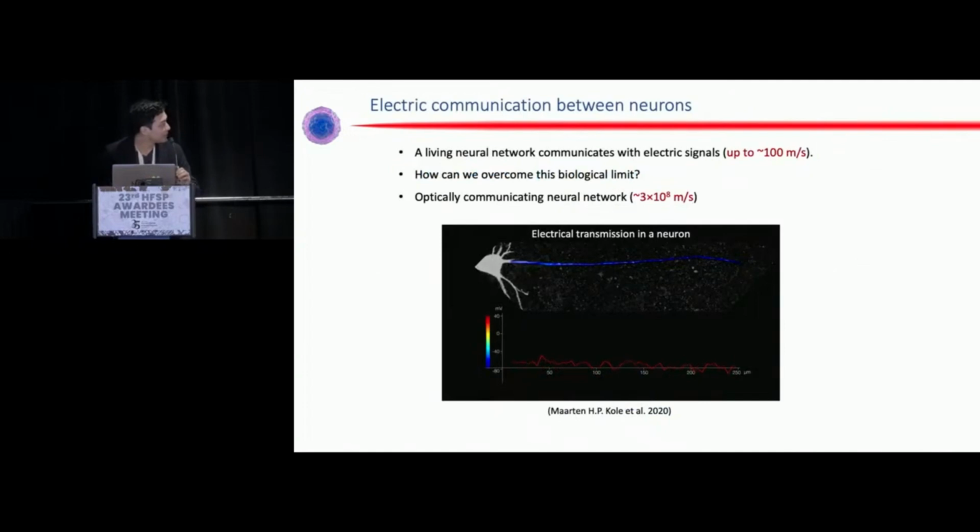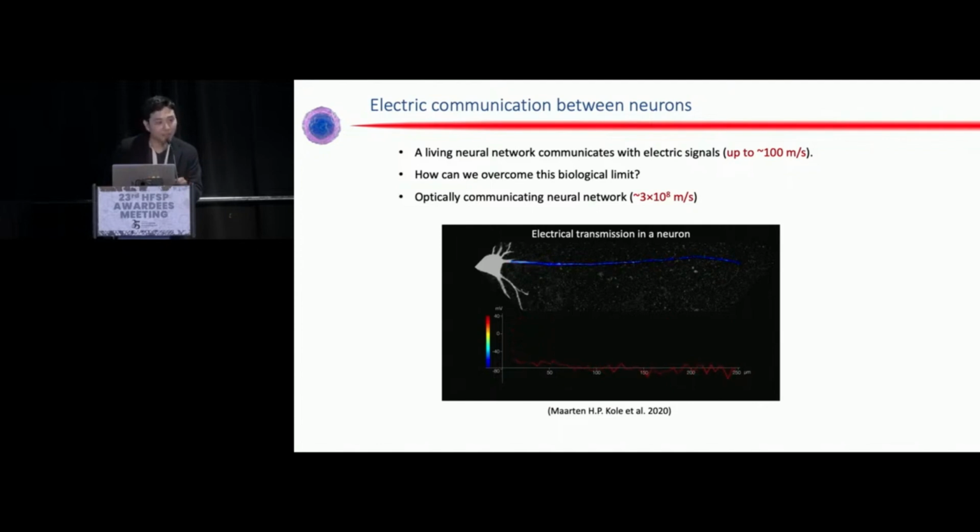So as you can see in this video, neurons communicate with electricity. A neuron generates an action potential in its cell body, and the action potential travels through long projecting axons. This transmission speed can go up to about 100 meters per second, which forms the fastest communication mode in biology. So here we thought about how we can overcome this biological limitation.